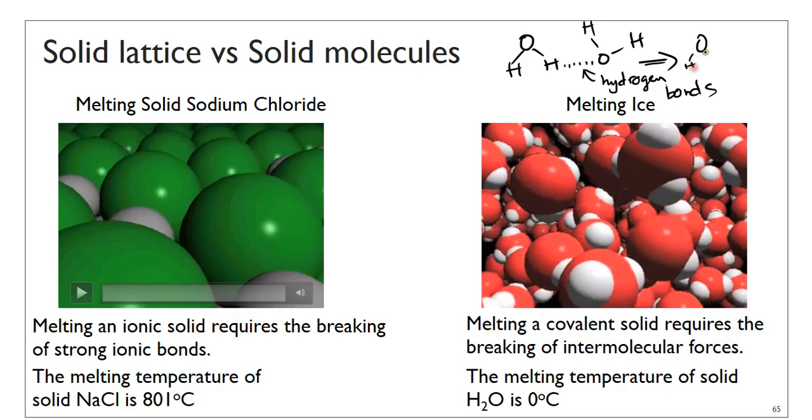And this is a lot weaker and requires a lot less energy to break than intramolecular bonds like ionic bonds. So they're now further apart, probably with really weak interactions now. And this is why the melting temperature of solid H2O is 0 degrees, which is significantly lower than in the case of sodium chloride.